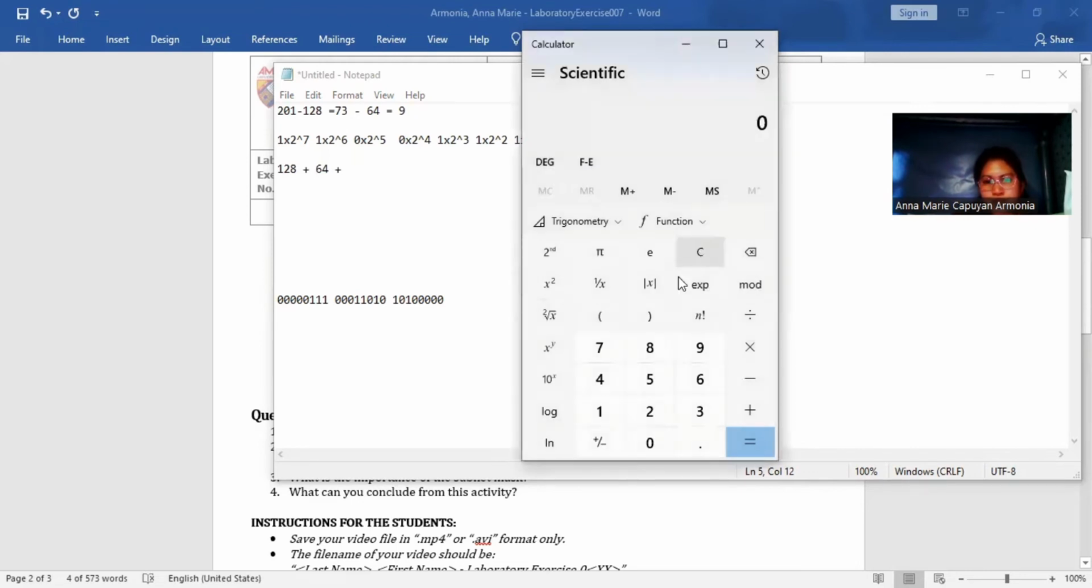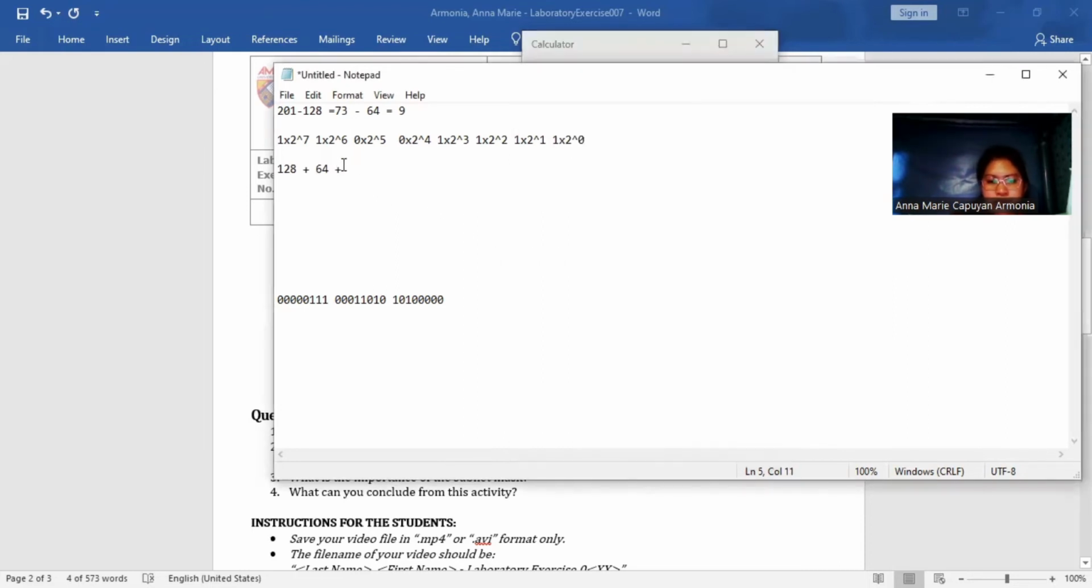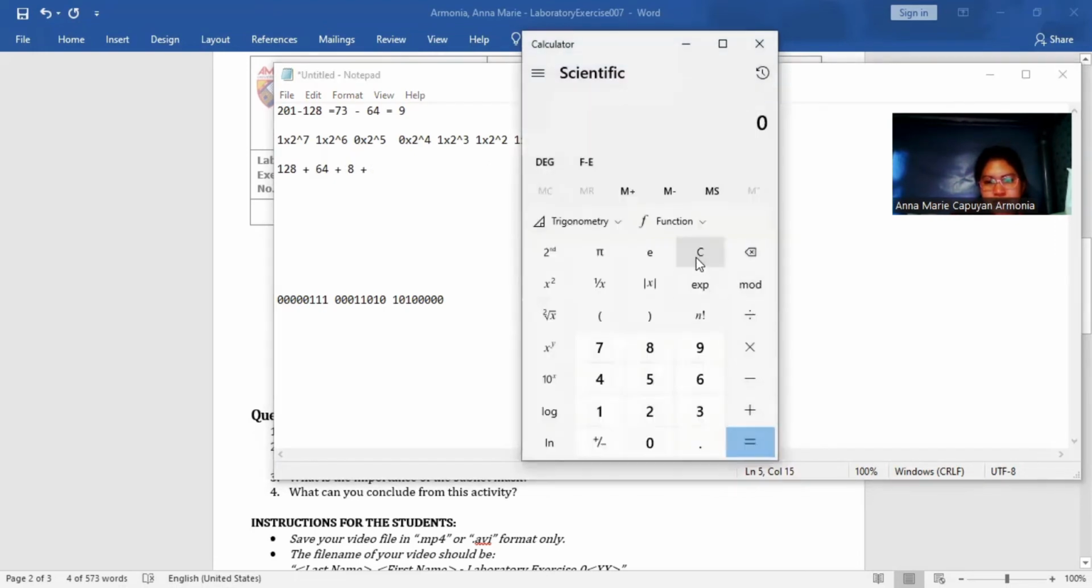In terms of 2 to the power of 3, so 8. Plus 3 to 2. Okay.